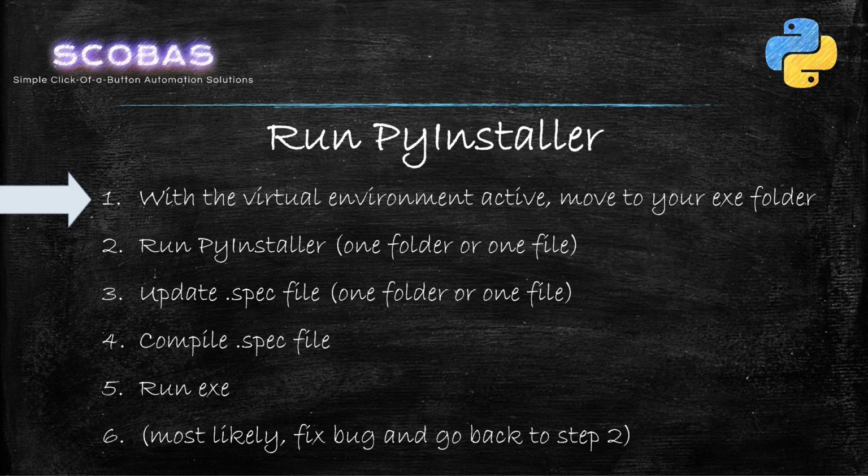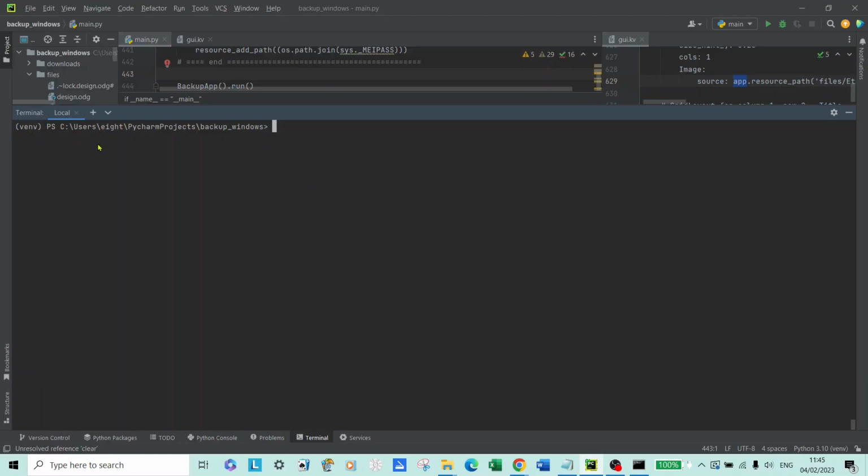So to run our PyInstaller instruction, we need to be in our virtual environment. Okay, so I am in my PyCharm terminal. You could be in your command line where you have created and activated your virtual environment. Remember, you can then see the name of the virtual environment in brackets. So this is the virtual environment in which I have installed Kivy and PyInstaller and everything I need.